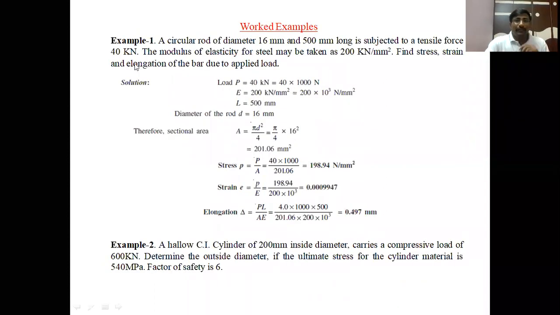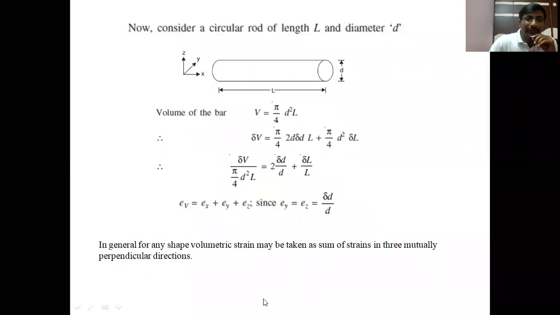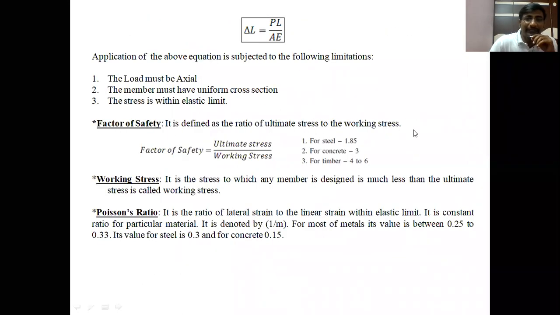On this, we go for worked examples, based on the equations which are derived up to now. What are the equations derived up to now? These are the equations which are derived. This is the basic equation: delta L is equal to PL by AE. This is the major basic equation to analyze the extension or decrease in length of a member, PL by AE. Based on this equation, let us see some worked examples.